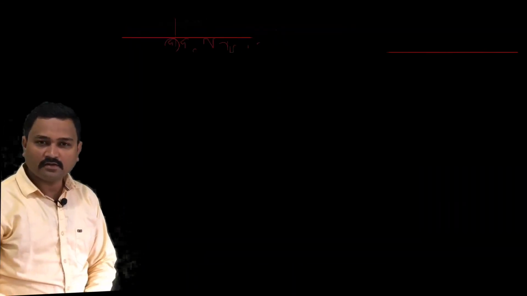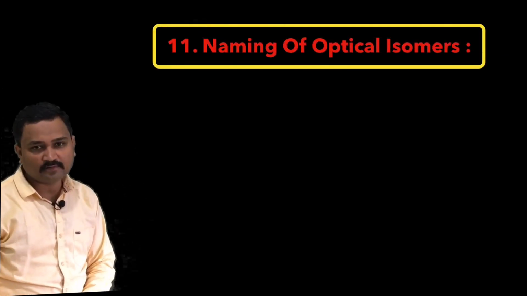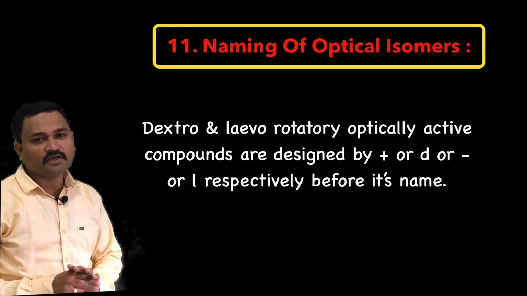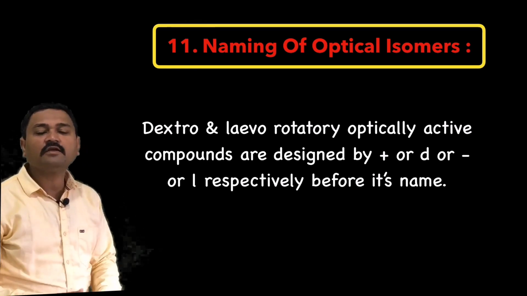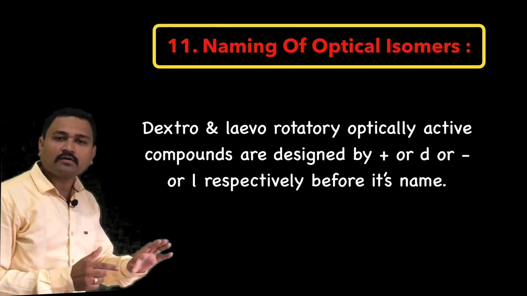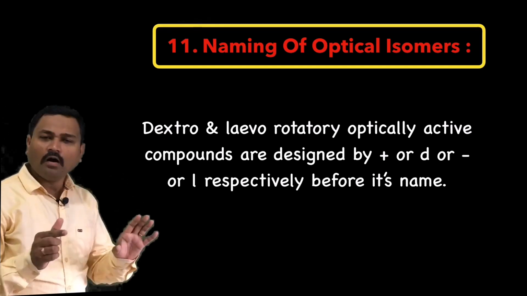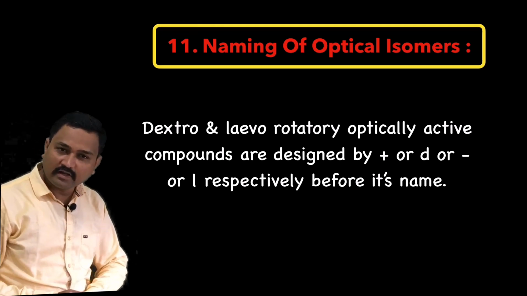Rule number 11, that is the naming of optical isomers. The dextrorotatory and levorotatory optical isomers are named by designating a small d or plus sign for the dextrorotatory isomer, or a small l or minus sign for the levorotatory isomer.